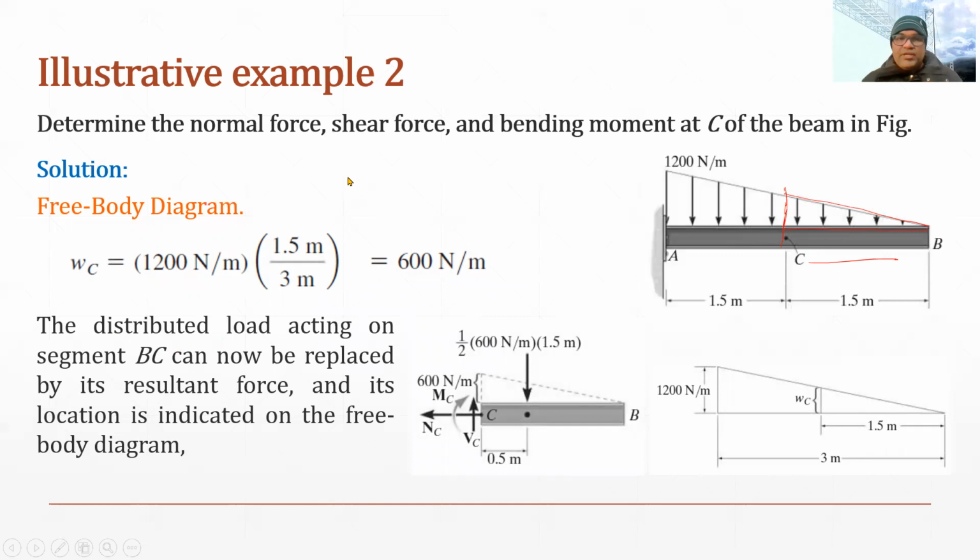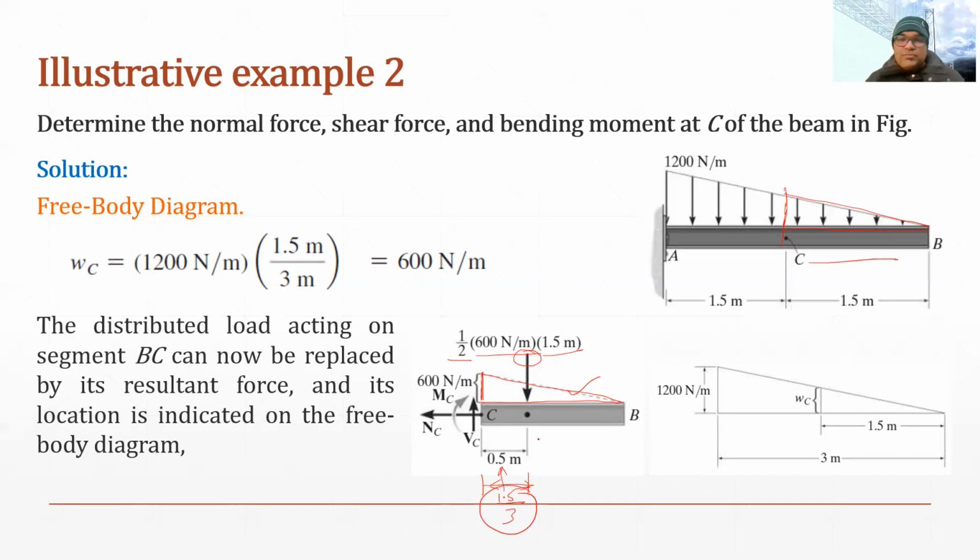Here, this is the free body diagram, and we have already calculated this intensity. This is the triangle that is forming, and we have converted this triangular load into a point load, which will have a magnitude equal to the area of the triangle, which is half multiplied by 600 Newton per meter multiplied by 1.5 meter, and it will be acting at the CG of the triangle, which will be 1.5 by 3, and this 1.5 by 3 will be 0.5 meter.